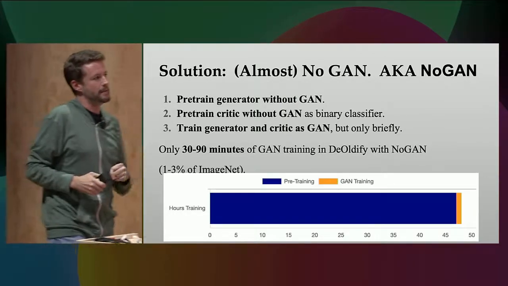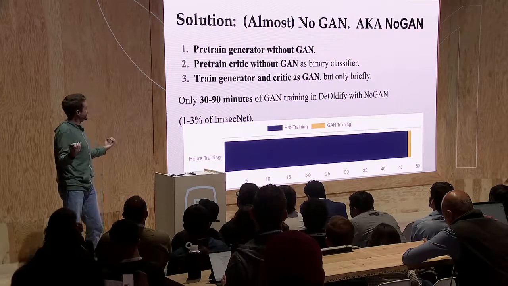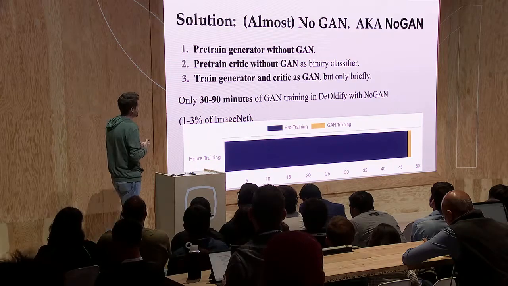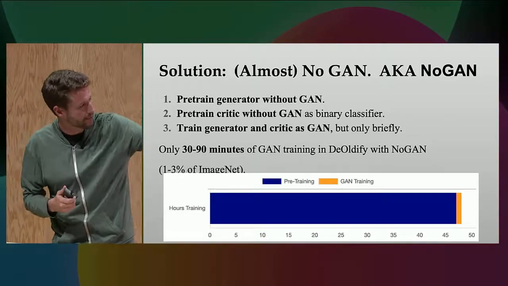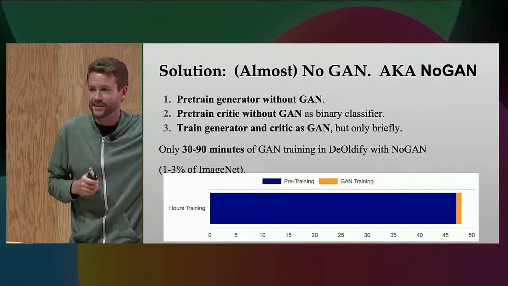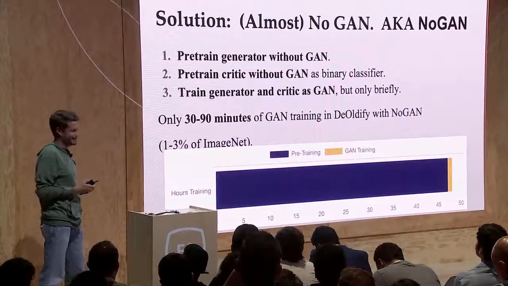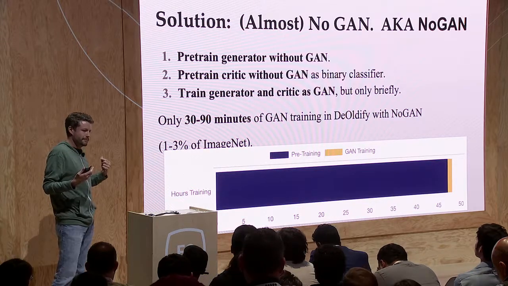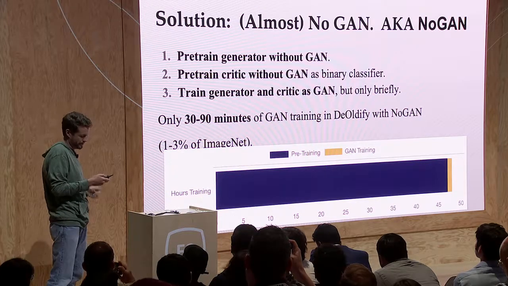And finally, the third step is you take those pre-trained components and you're training them together as a GAN. Finally, but only briefly. This is really brief. It's only 30 to 90 minutes for DeOldify. To put that in perspective, you see this graph on the bottom here? That orange-yellow part, that's the actual GAN training part. The rest of that is pre-training. But the great thing about this is, in the process, you get essentially the benefits of GANs without the stability problems that I just described.